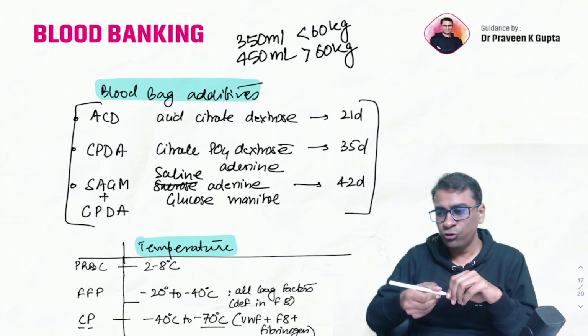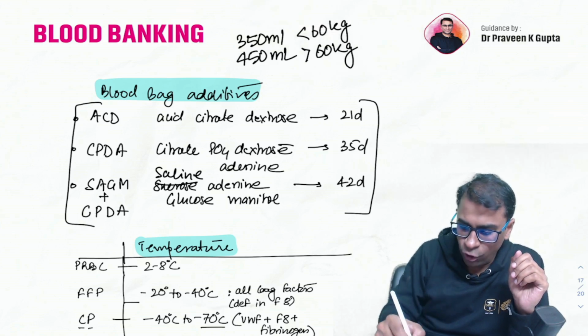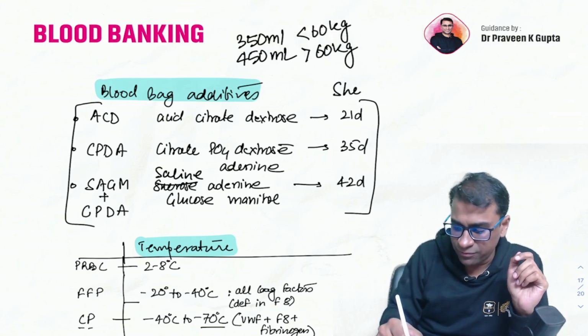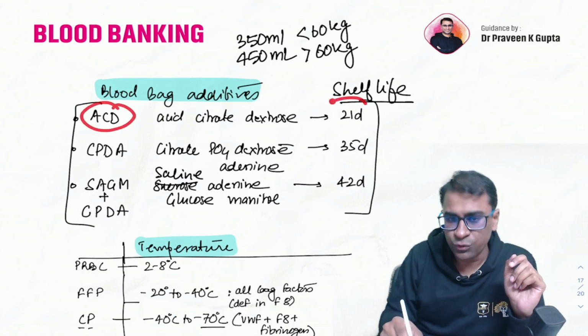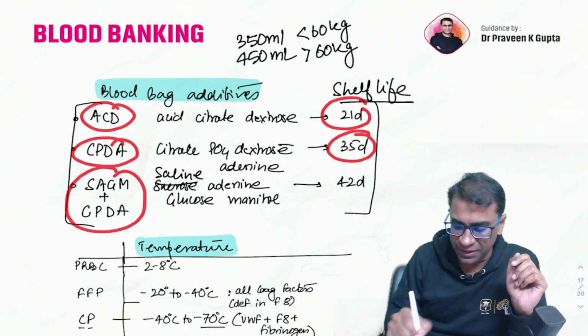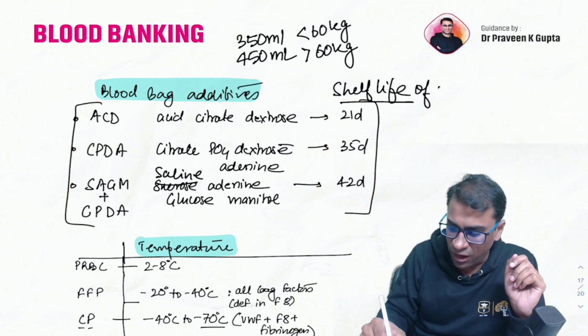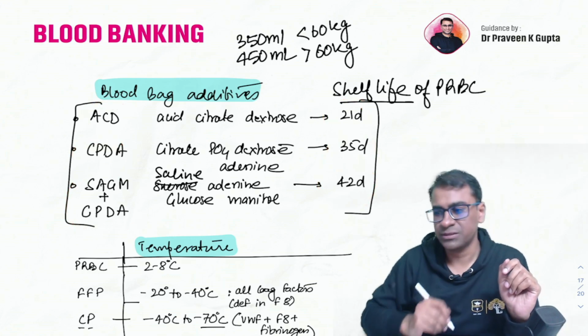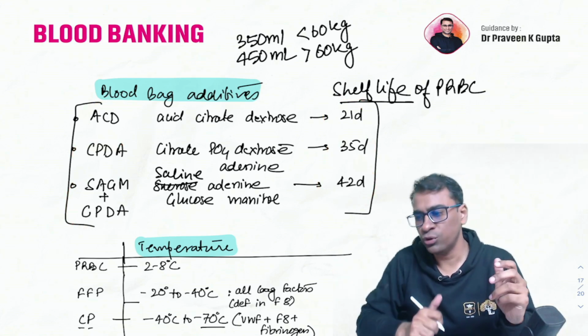Now, if you talk about the shelf life, the shelf life of ACD is 21 days, CPDA is 35 days, and SAGM with CPDA is 42 days. So shelf life of what? Shelf life of RBC, packed RBC. Yes, we can also call it CPDA-2.